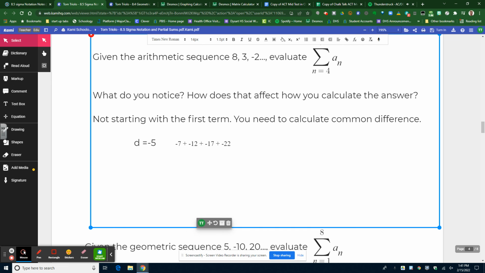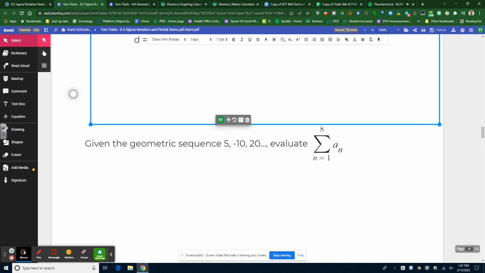Okay? So to find the sum of these, I know the answer has to be negative because they're all negatives. So let's see. 12 and 7 is 19, 36, 58. That's it. -58. I got that too. Okay. Is there another way to do this? Yes. Will I show it to you in a few minutes? Yes. All right. Is it easier?